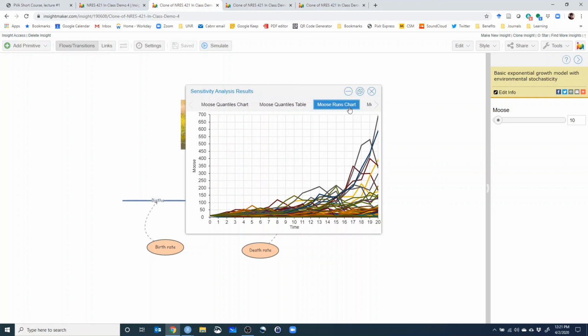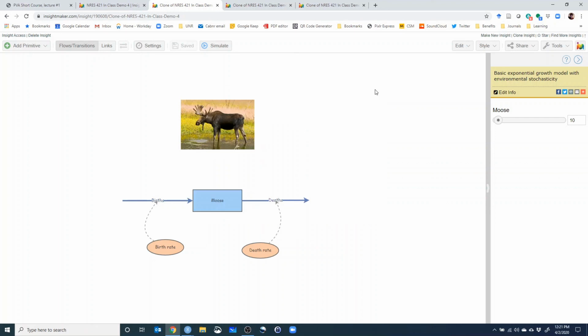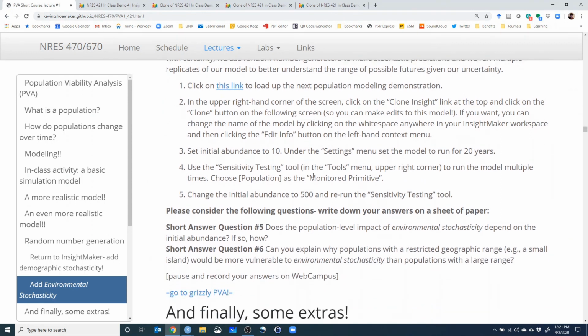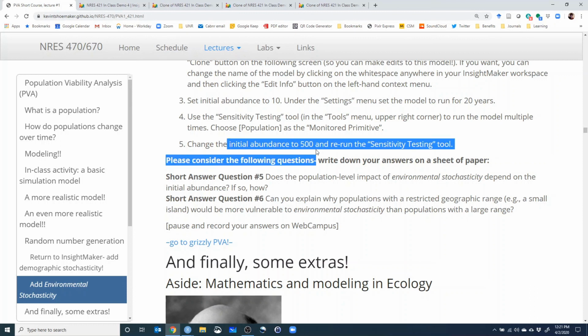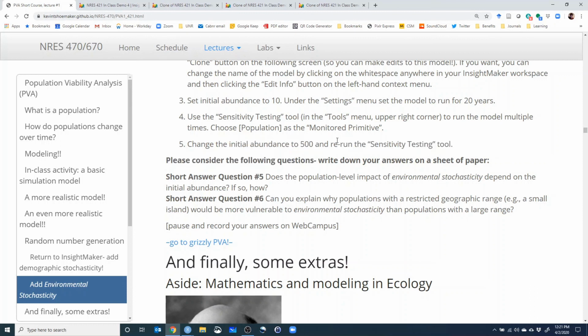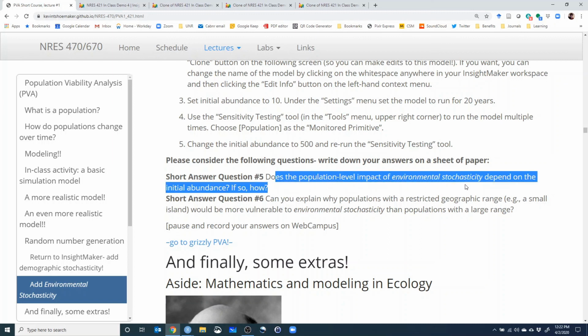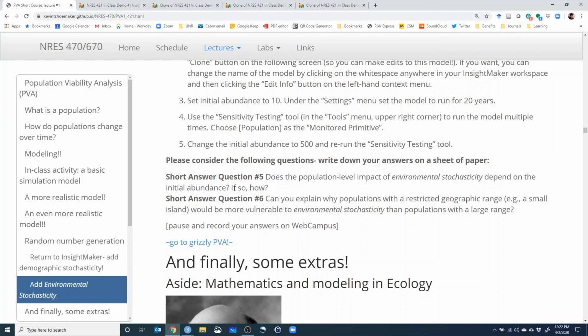So I encourage you to play around with this model a little bit, and then to go answer the following questions on Web Campus. So first of all, I want you to change the initial abundance of this model to 500 and rerun the sensitivity testing tool and see what happens. Does the population level impact of environmental stochasticity depend on the initial abundance?